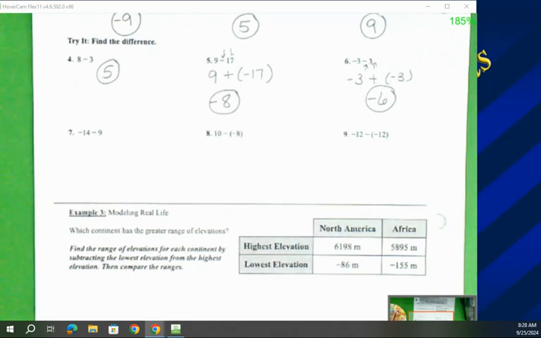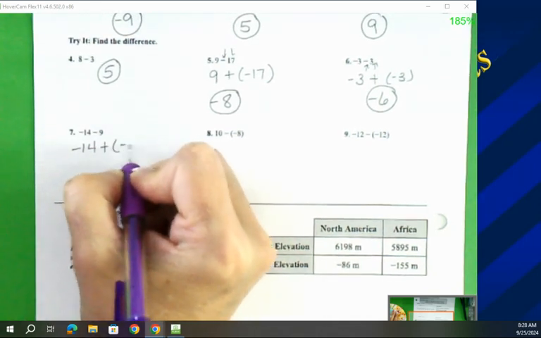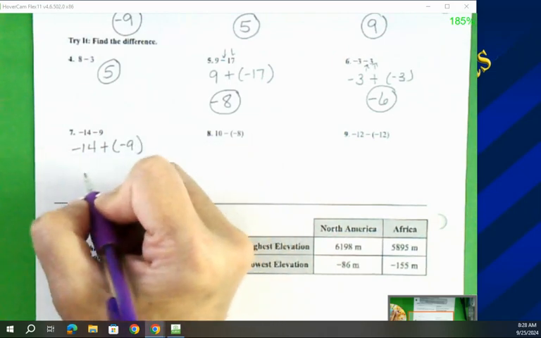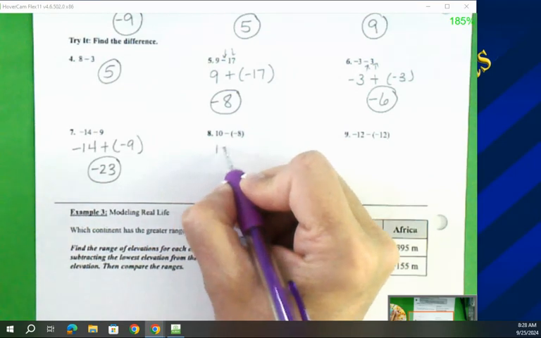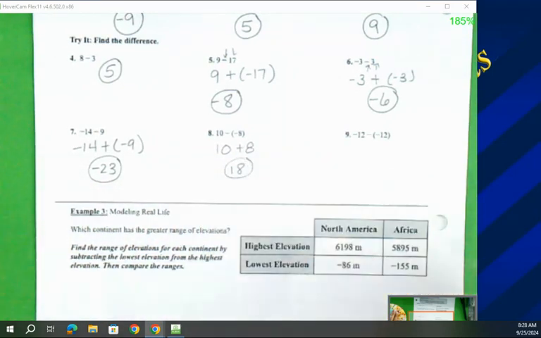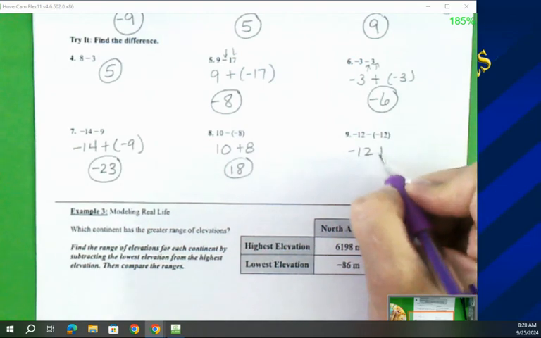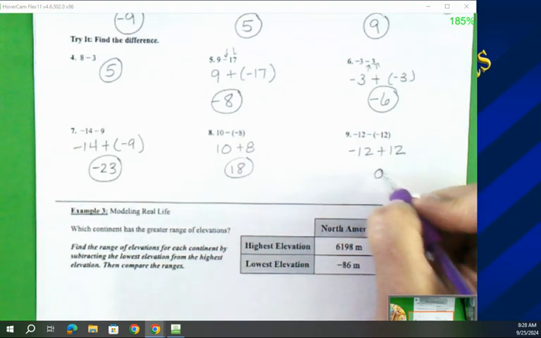Okay, number 7, we have negative 14 minus 9, negative 14 plus negative 9. That's altogether negative 23. And number 8, we have 10 plus 8, which is 18. And number 9, we have negative 12 plus 12, and that's a zero pair, so our answer is 0.